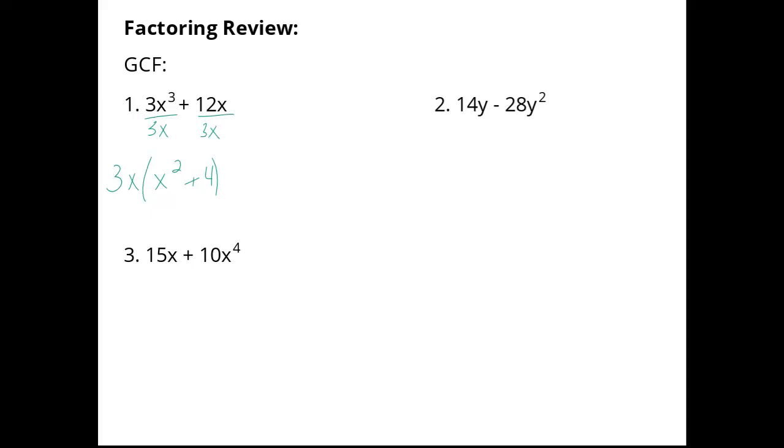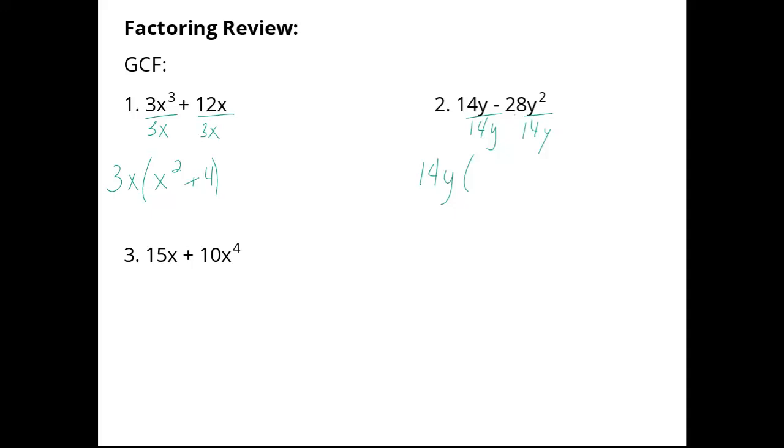For example 2, again, numerically, GCF here would be 14. They both have 1y, but the second term has y squared. But we can take out the smallest exponent, which you may have learned when you learned GCF the first time. So we can take a 14y out of both terms.